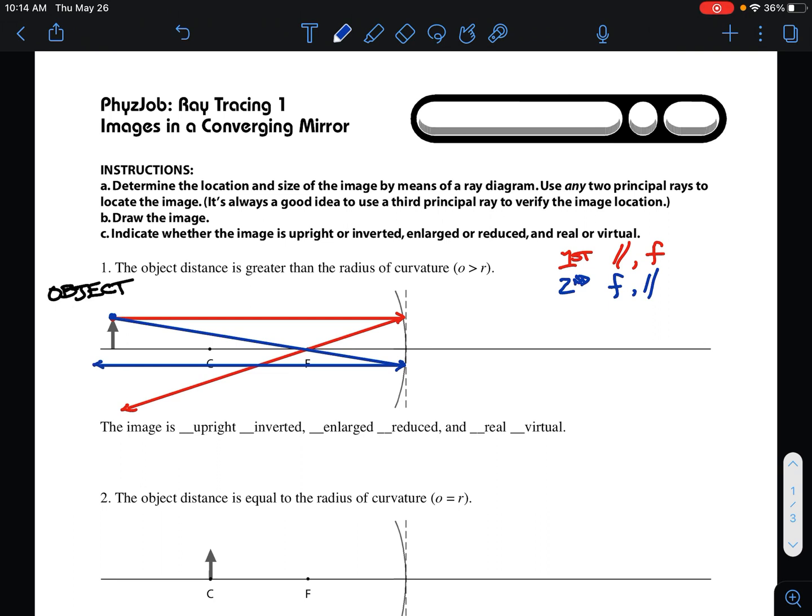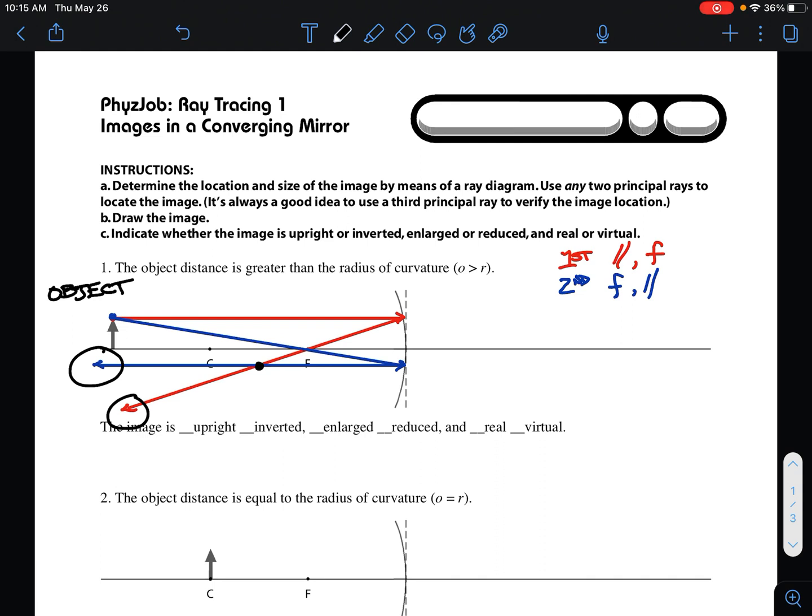All right. Now, what I haven't done that I like to do is I always like to circle which ones are the reflected rays because, again, the image is formed where the reflected rays intersect. So the red's reflected ray is this one. The blue's reflected ray is this one. That's important because you can see there's a couple places of intersection. The intersection for the reflected rays is right here.